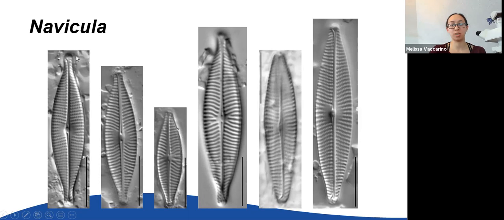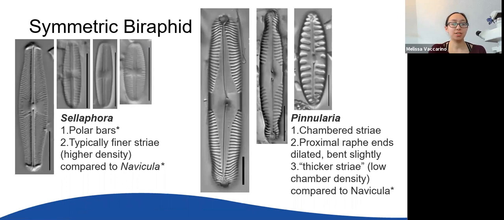Other symmetric biraphids that are highly reported include Cavinula and Sellaphora. Sellaphora has these polar bars. You may or may not see these. And the way I remember Sellaphora is they typically have finer striae, or in other words, a higher density compared to Navicula. It's not always the case, but sometimes if you can't find one in Navicula and they have a high striae density, I would check Sellaphora.